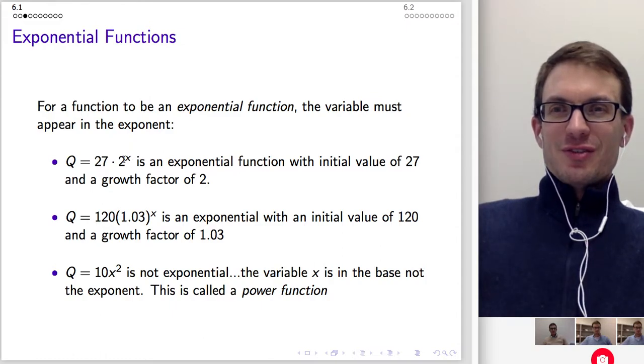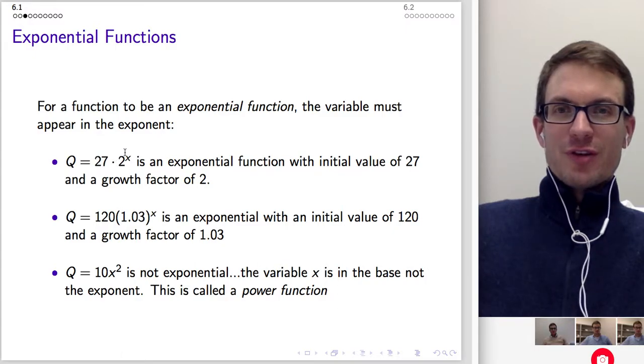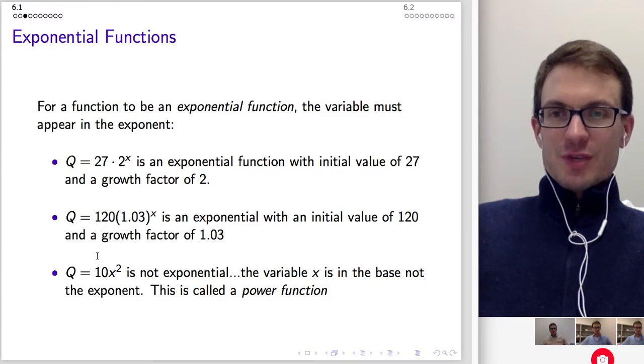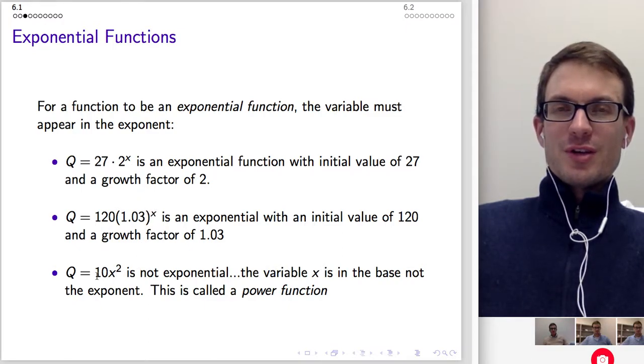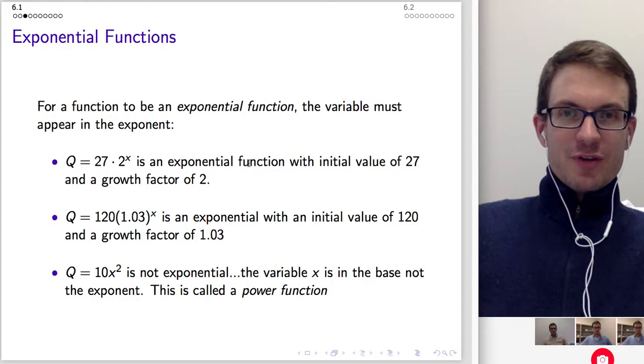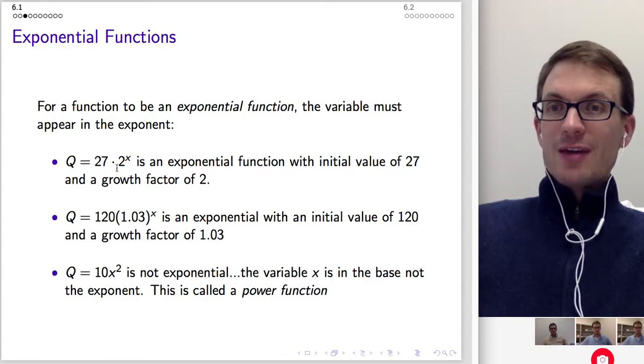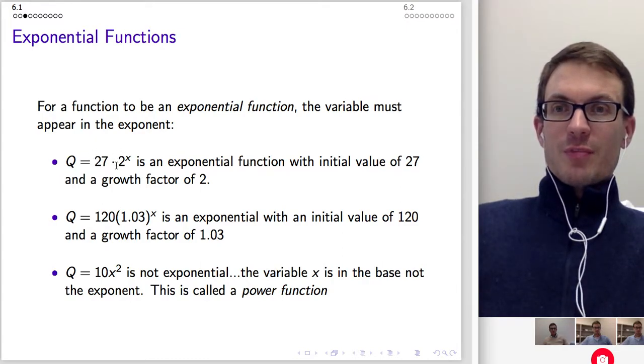So just thinking about the class of functions that we're considering to be exponential functions, notice in the first 2 of the 3 cases, the exponent is where our variable is located. What about this one? Well, here our variable is in the base. So 27 times 2 to the x is an exponential function. Its initial value, the a, is 27. Our b, our base, is 2. The growth factor is 2.